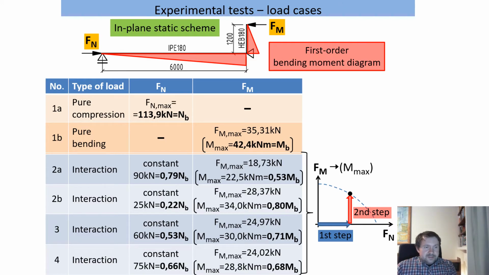There were 6 cases of loading tested: compression without bending, which is test 1A, bending without compression, test 1B, and 4 different interactions of bending and compression. 4 subframe specimens were tested. 2 of them, numbered 1 and 2, were tested twice.